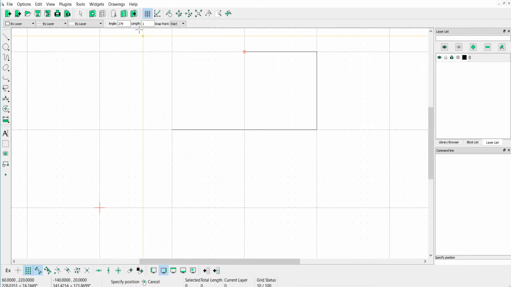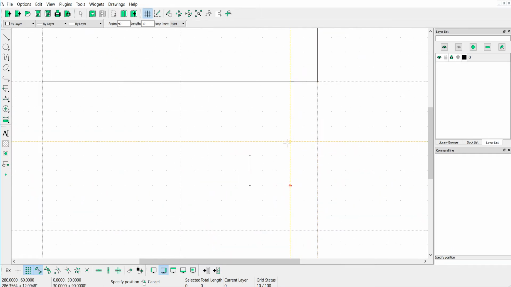The angle is counterclockwise, so if I put 0, the line goes to the right side. If I input 19 degrees, the line goes at a 19 degree angle to the top. The angle spins around the red position point.